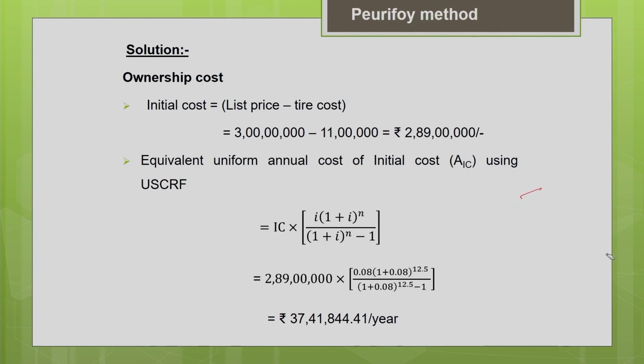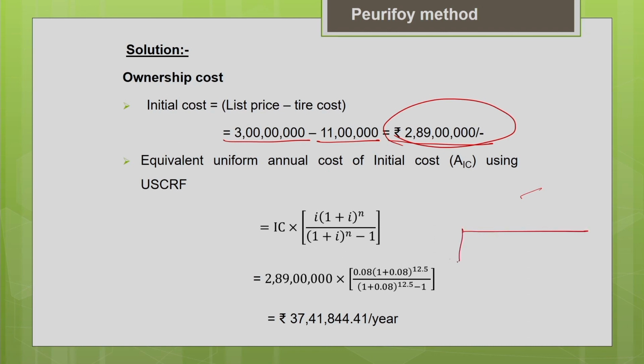So first let us estimate the initial cost, deducting the tire cost from the initial cost. The initial cost is 3 crore minus the tire cost of 11 lakh. You deduct it, you will get 2 crore 89 lakhs as the initial cost after deducting the tire cost. Now you convert this initial cost into equivalent uniform annual cost using the compounding factor.